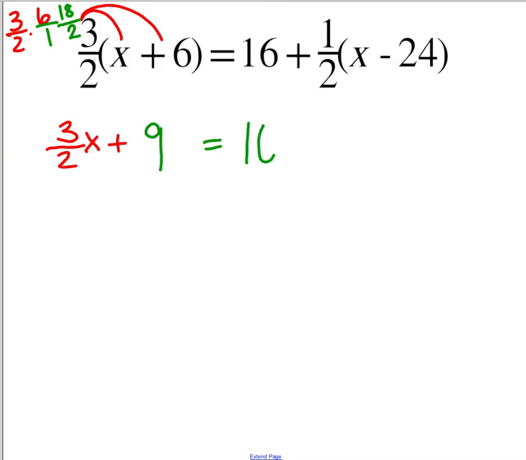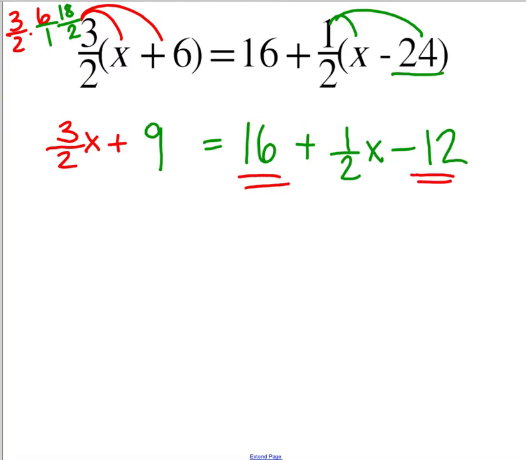Bring down my 16 plus, remember, you can't combine these two because addition does not come before multiplication. Order of operations. 1/2 times x is 1/2 x, and half of -24 is -12. Now let's solve this equation. Let's get our like terms together on the right side. 16 minus 12 is 4, plus 1/2 x equals 9 plus 3/2 x.